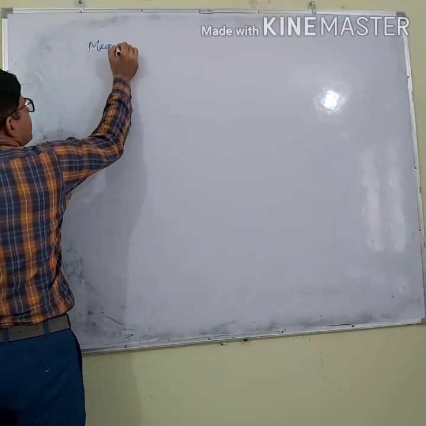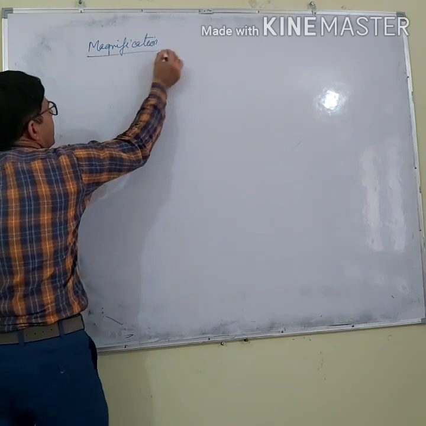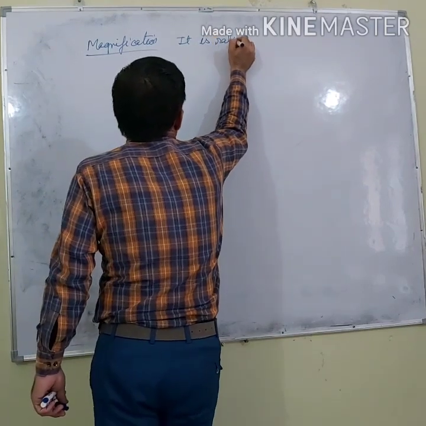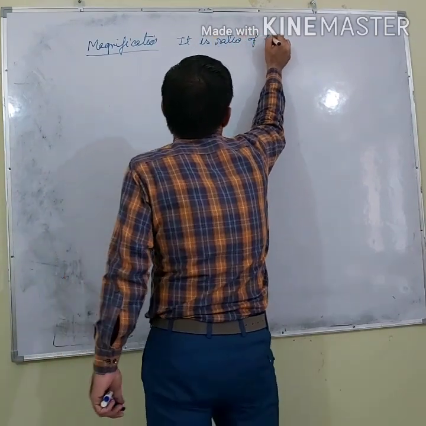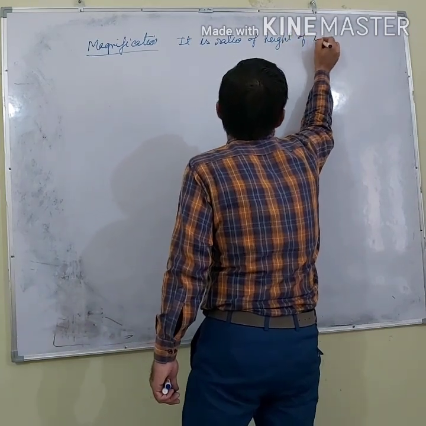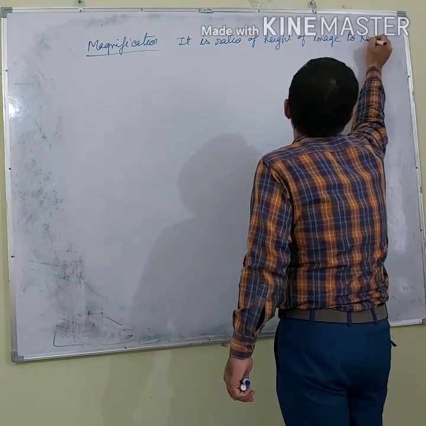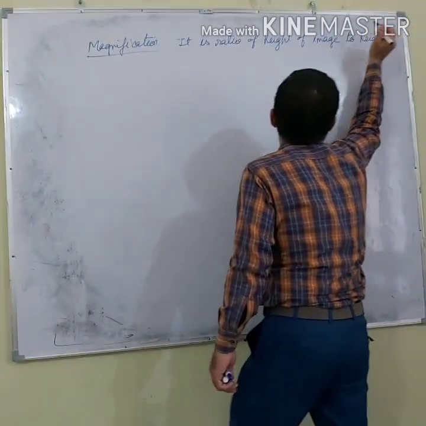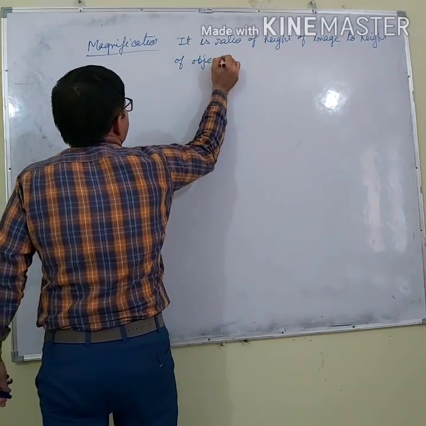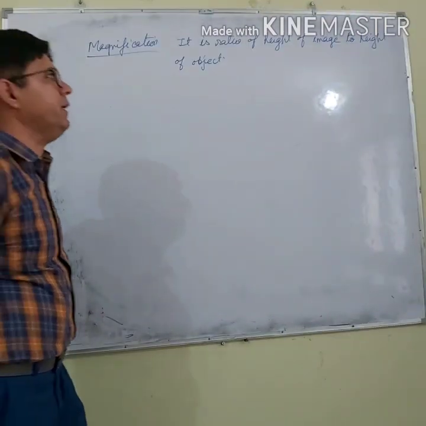Magnification: it is the ratio of height of image to height of object. It is the ratio of height of image to the height of object.